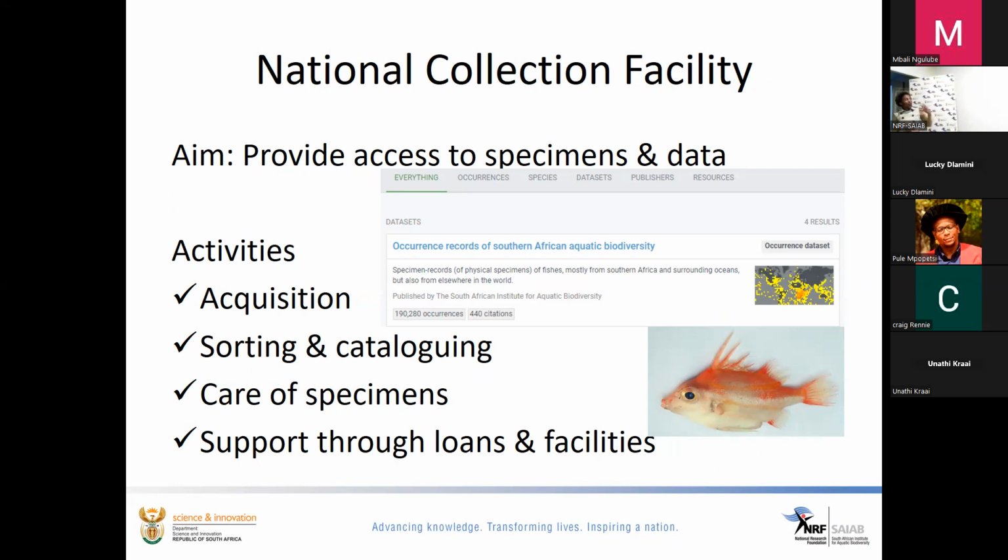Why do we need this collection? The aim of the National Collection Facility is to provide access to the specimens and to the data. The activities that we do in CMC are acquisition of new material, sorting and cataloging of specimens, and care of specimens, making sure that they are well preserved and protected. We support collection users through loans and facilities.